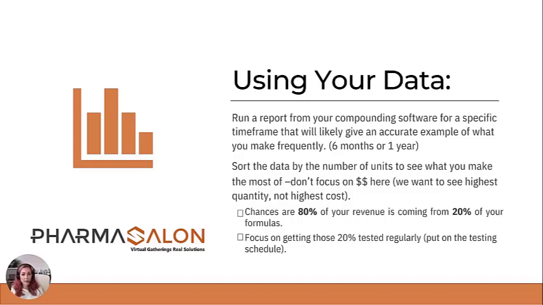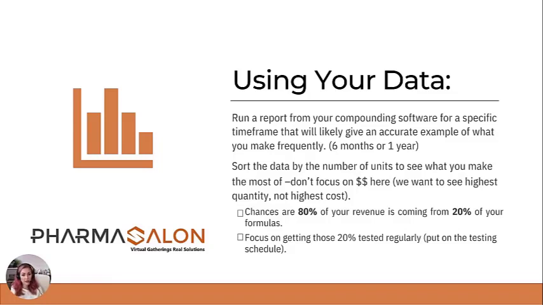You want to sort that data by the number of units to see what you make the most. We're not necessarily focusing on how much does it cost. We want to see the highest quantity. You might have a preparation that's made with an API that's very expensive. And if you sort it by cost, that's going to show up at the top. But if you only made it twice in a year, would it make sense to send that for potency testing? Probably not. So for this, we're going to go ahead and look at quantity and not cost.